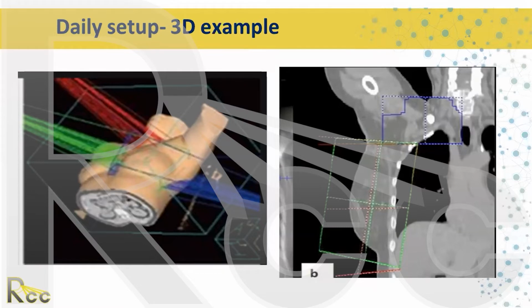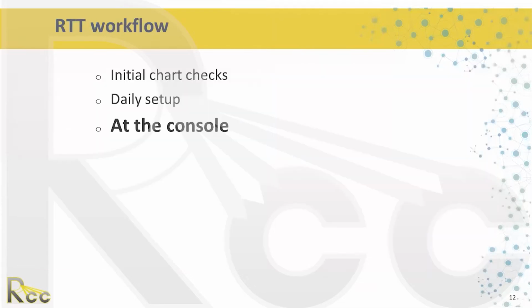And then you could just see how you just want to confirm that the medial edge of the beam is hitting exactly where you want, along with the lateral edge, because if you're not, then you could be potentially missing or treating extra tissue. So just make sure that you're really diligent about checking that every day, especially if you're not performing any kind of imaging daily. Okay, now we're just going to talk about the RTT job at the console.